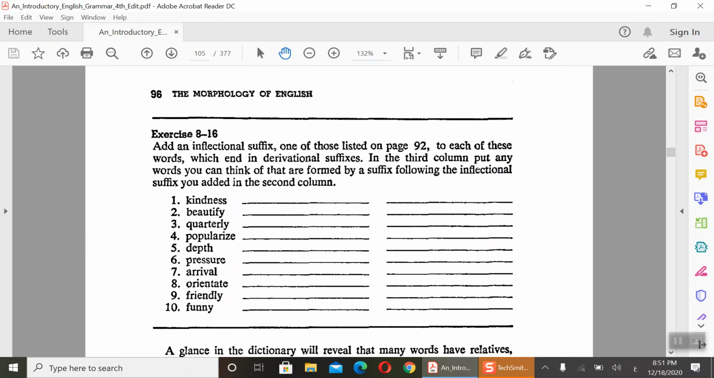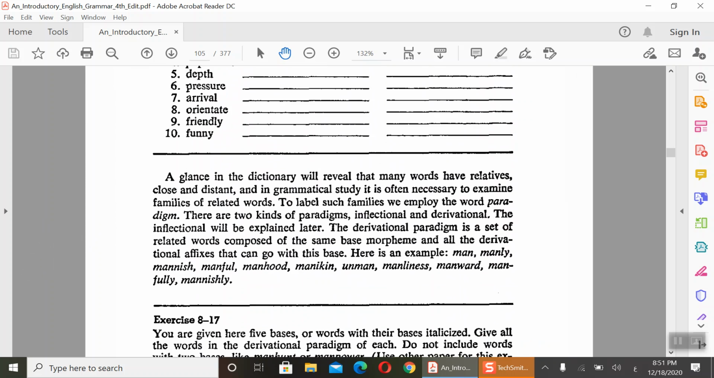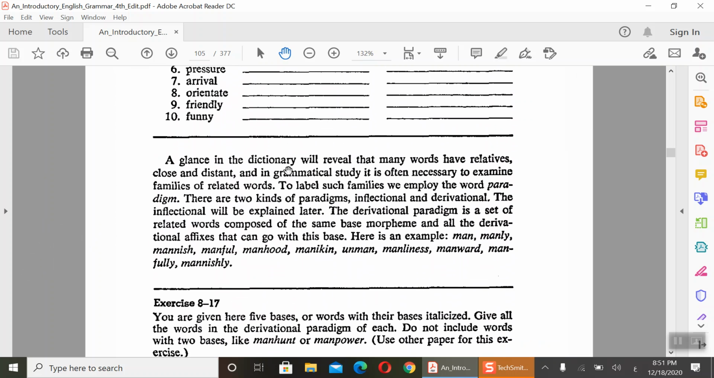Also here we have examples. You can read them. You can go to a dictionary. Here, a glance in the dictionary will reveal that many words have relatives, close and distant, and in a grammatical study it is often necessary to examine families of related words. So there are words that are related. To label such families, we employ the word paradigm. Okay, there are two kinds of paradigm: inflectional and derivational. The inflectional will be explained later.